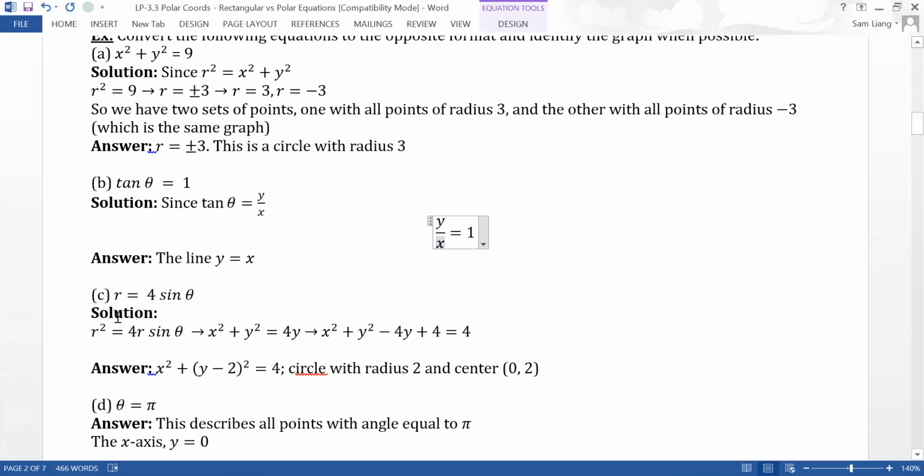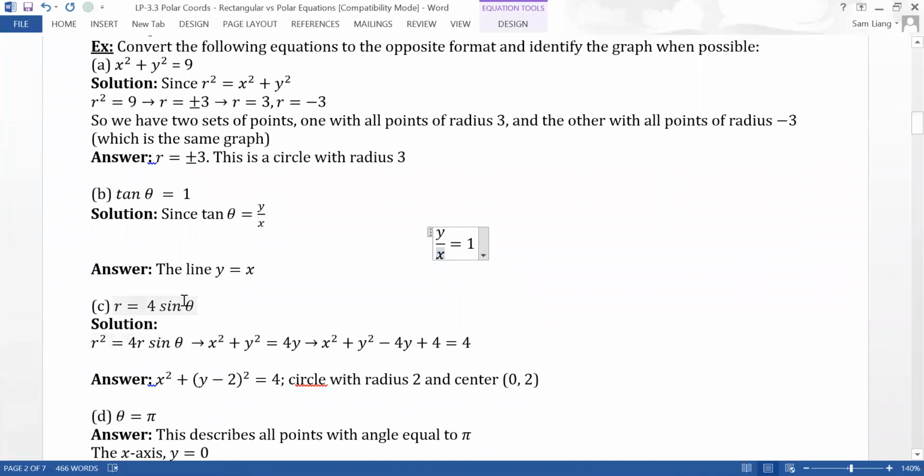I'm going to talk about this then. I guess I'll leave that up there too. So r equals 4 sine theta. We have r squared equals 4r sine theta. We know that r squared, right? So this is in polar form, right? Because we have r and theta. We have to convert to rectangular x, y.